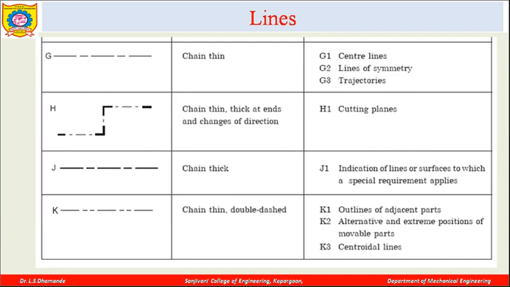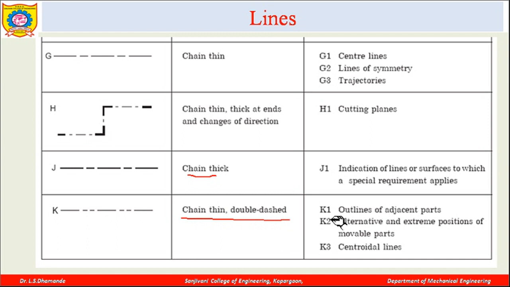Next is the J line, that is chain thick line. This is generally used for indication of lines on a surface to which a special requirement applies. And this K line is a long dash and two small dashes, again long dash, again two small dashes like this. So this is called a chain thin line and double dashed.